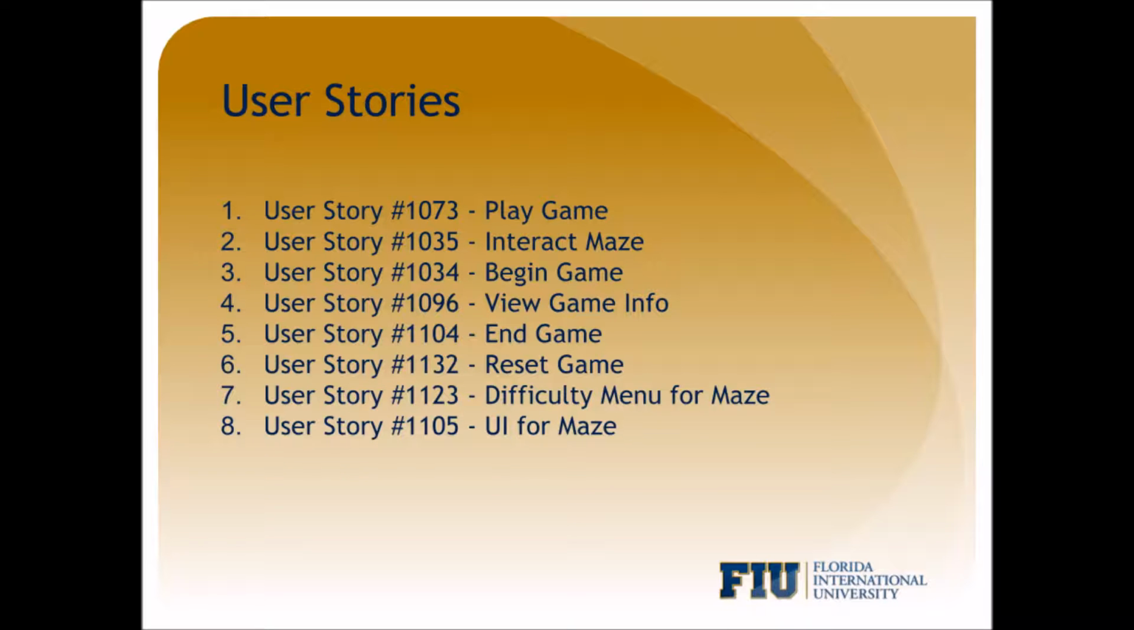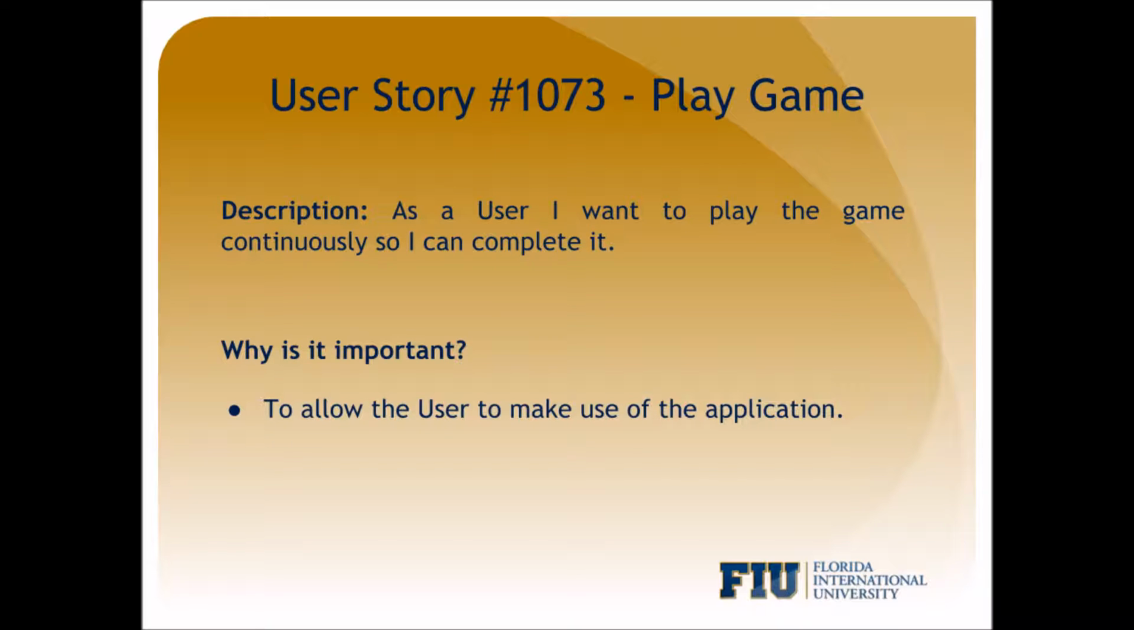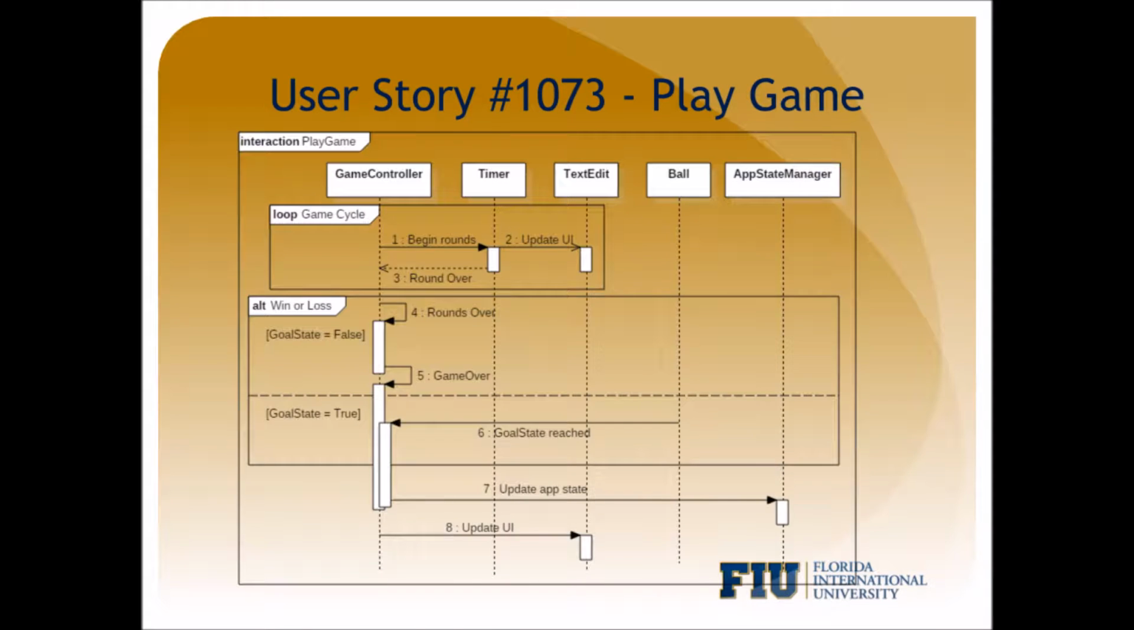Over the course of the semester, Chitin and I were able to implement 8 user stories. Play Game concerns itself with the main gameplay cycle. Implementing it involved creating a game controller, which is essentially the heart of the application.